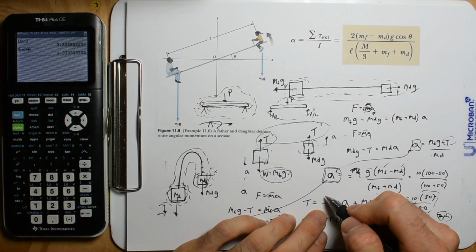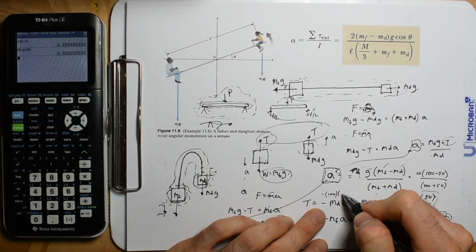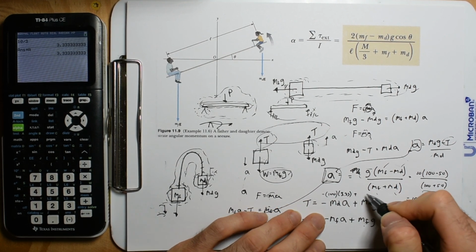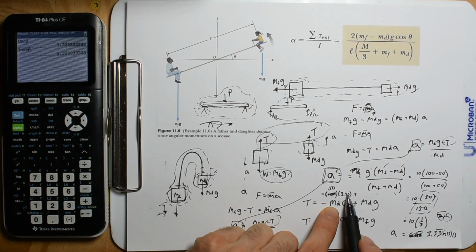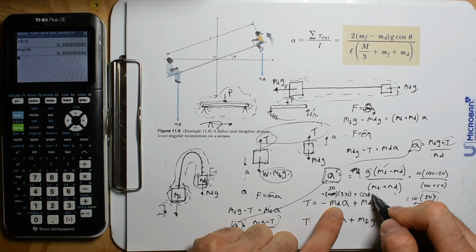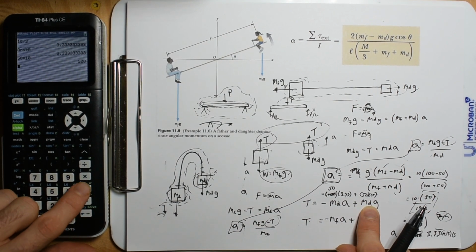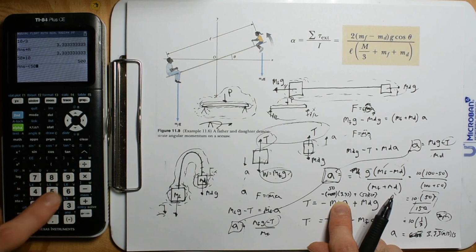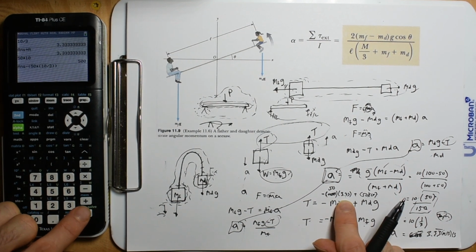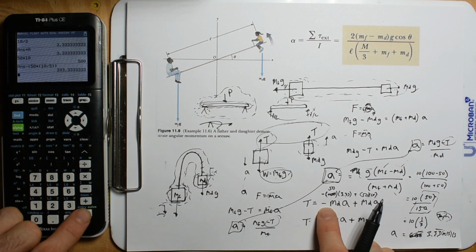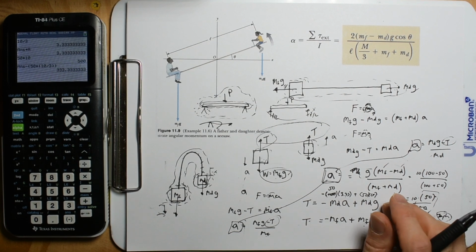This is going to be negative 100 times 3.33 plus, this is 50, sorry. Mass of the daughter, 50 times the acceleration, plus 50 times 10. So we have 50 times 10 minus 50 times 10 divided by 3, or 3.33. Okay, sweet. So now we have a tension, and I feel like I did this totally wrong.